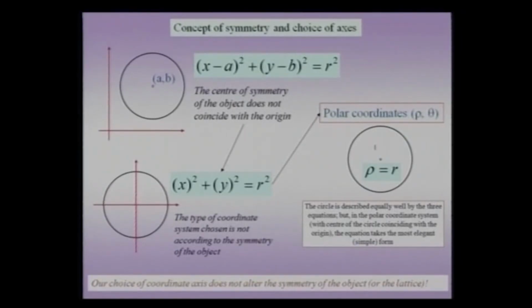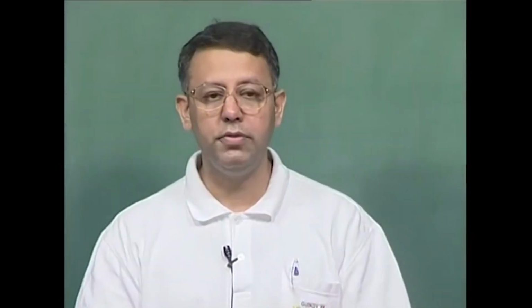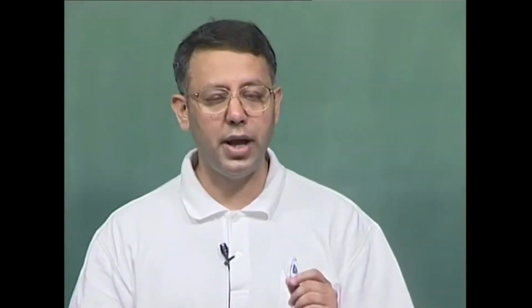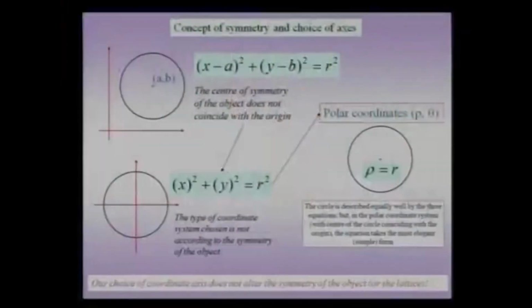By the same analogy, when I am trying to describe crystals, there is a logical or preferred choice of coordinate axes. But by no means should I confuse that choice of coordinate axes with the actual object I am trying to describe, or actually the symmetry of the object I am trying to describe. We have clearly seen in this example that the circle does not change its symmetry in any way, however I describe it by a coordinate axis. The symmetry of the circle remains exactly the same.